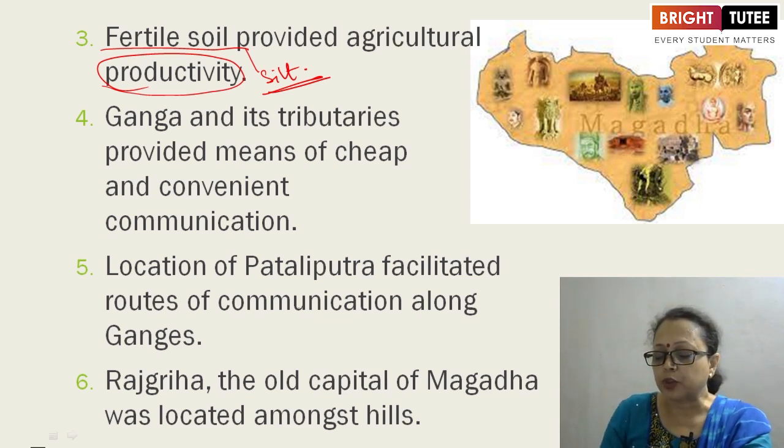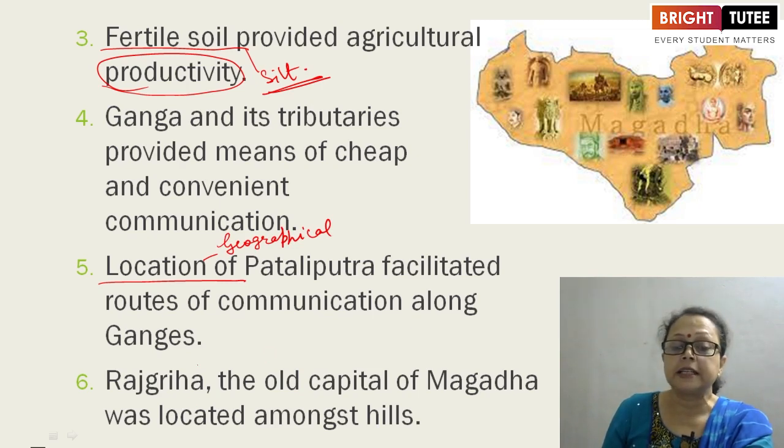Location of Patliputra. Now coming to the geographical location. The geographical location of Patliputra facilitated routes of communication along the Ganges, along the river Ganga. This is the geographical importance.